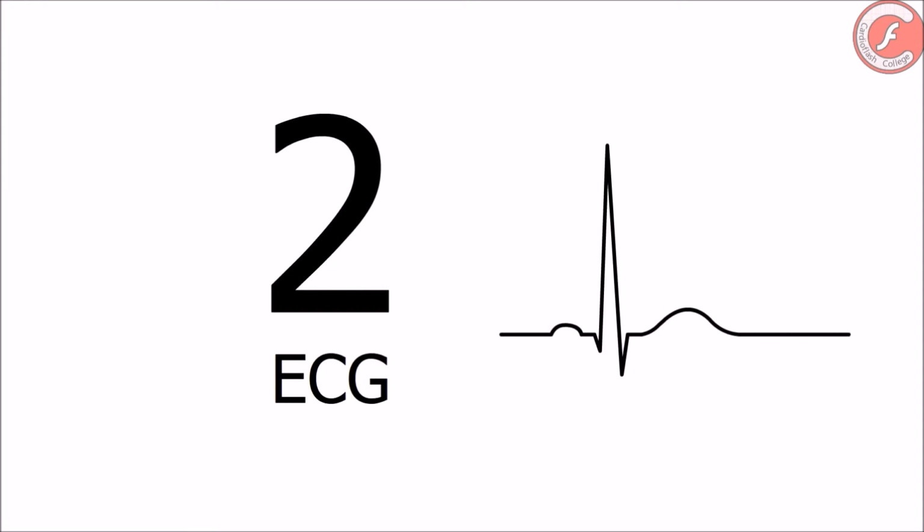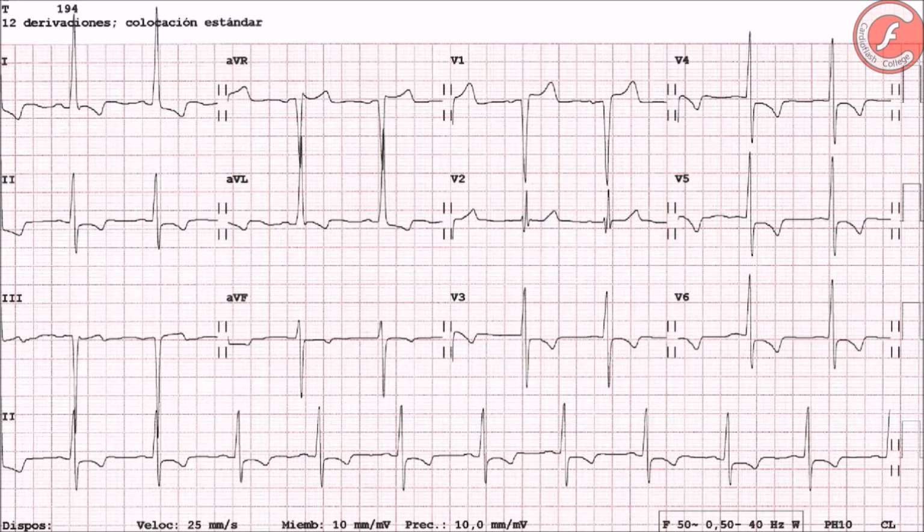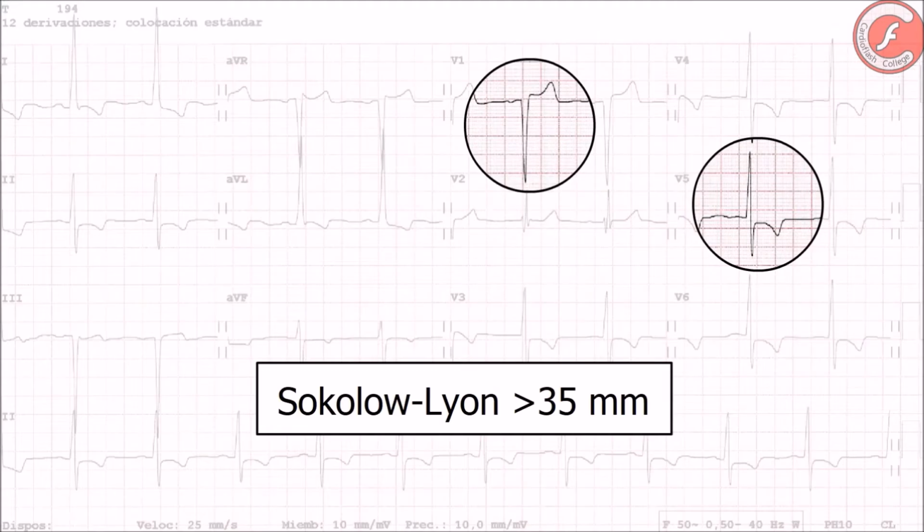Number 2. The electrocardiogram is abnormal in more than 90% of patients with hypertrophic cardiomyopathy. Its findings are determined by the extent of hypertrophy, the presence of fibrosis, and the appearance of intraventricular conduction disorders. Thus, the most frequent alterations are signs of left ventricular hypertrophy with increased voltages. It is weakly correlated with the magnitude of hypertrophy on echocardiography.